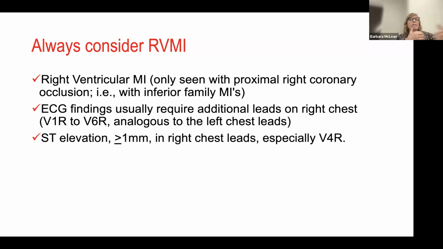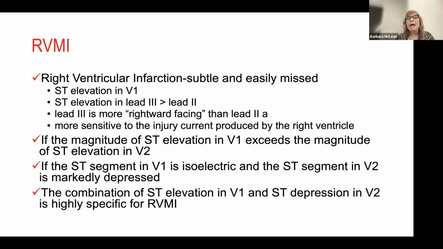So I have an inferior MI, I have an RVMI, and I'm always going to use that right-sided EKG placement to evaluate the right-sided EKGs. And remembering that in those right-sided leads, so that would be V1, regular V1, V3R, V4R, V5R, V6R. I'm looking for ST segment elevation just at 1 millimeter or greater. And I'm especially looking for that in V4R. That RVMI, subtle, very easy to miss that RVMI, and it significantly and profoundly affects your patient's trajectory.